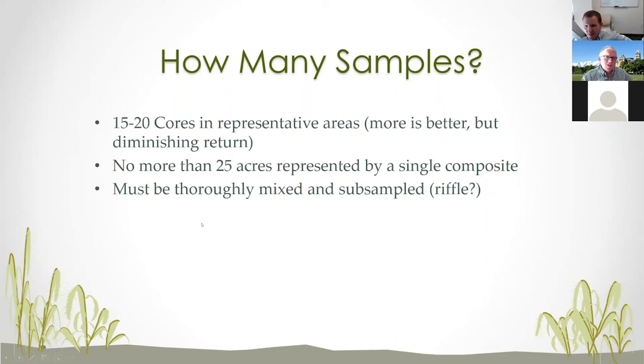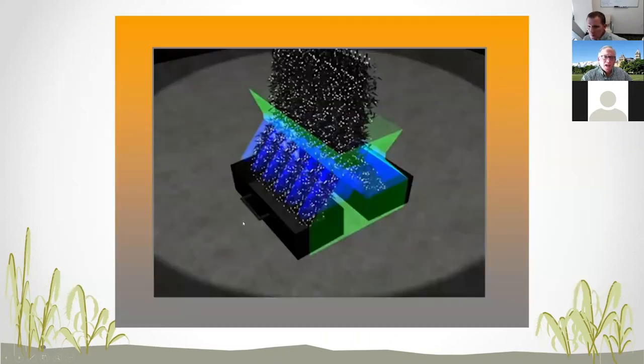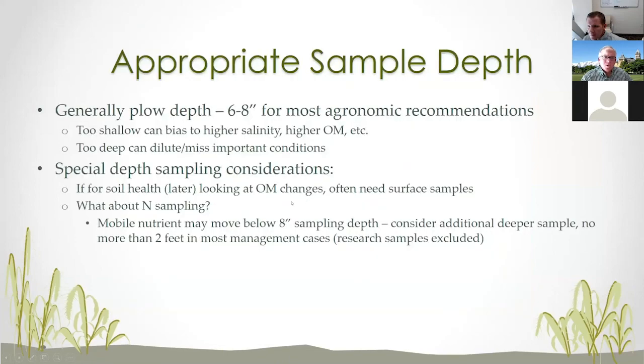Yeah, this is good. 15 to 20 cores in a representative area, no more than 25 acres represented by a composite, and then riffle sample or riffle split. I don't know if you're familiar with these, but you pour the composite sample in, and part of it goes one way, part of it goes another. You can separate the samples really easily, reduce the volume, and get an accurate subsample. A depth of 6 to 8 inches is desirable for most agronomic recommendations.